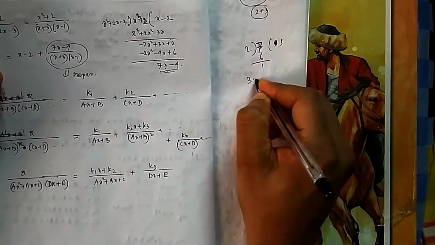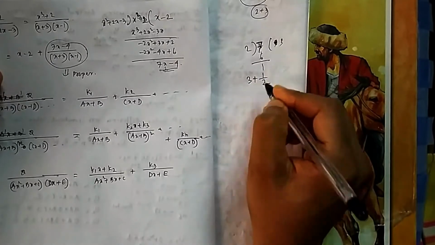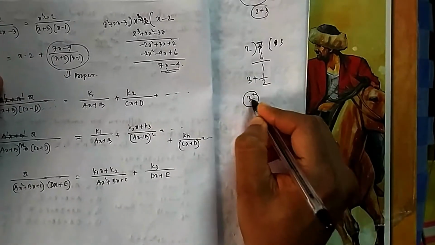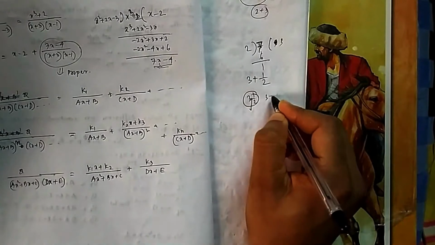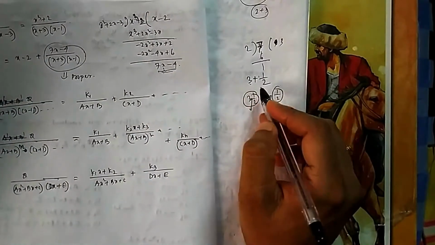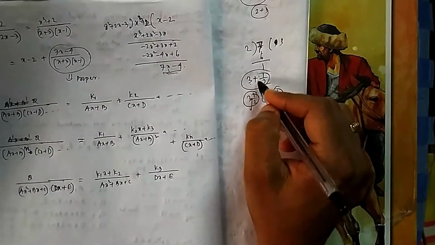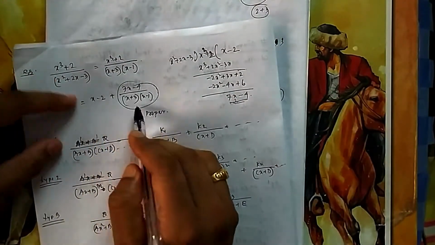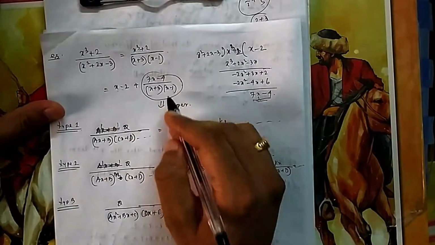Then how have you written? 3 plus 1 by 2. Or you have written 3 into half. What is the relation between these? This is 3 and half. 3, you have taken 3 apples and half of the next apple. So it is 3 plus 1 by 2. So it is actually plus. So it is x minus 2 plus this much. So now this becomes your proper fraction.